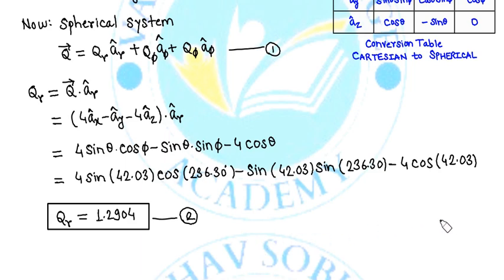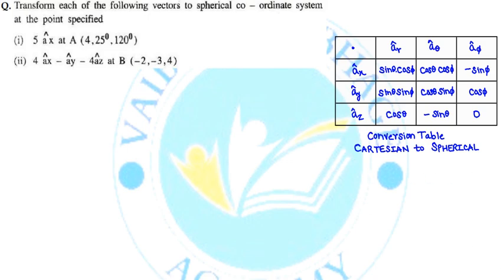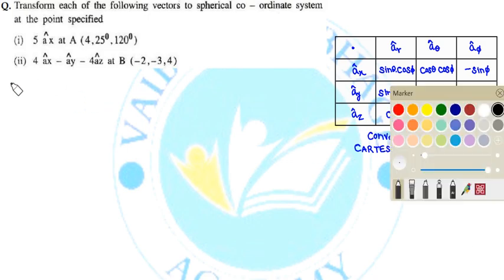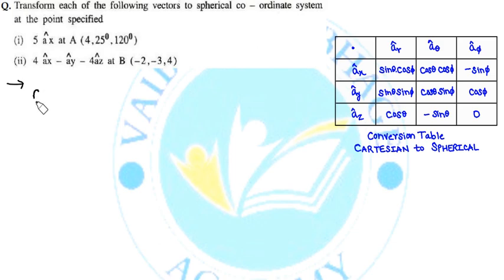Now we are going to find out Q theta. Okay, so Q theta is equal to what now? Q theta is nothing but the projection of your vector Q onto the a theta direction, and we have the given vector Q to be 4ax cap minus ay cap minus 4az cap, having the dot product with a theta.